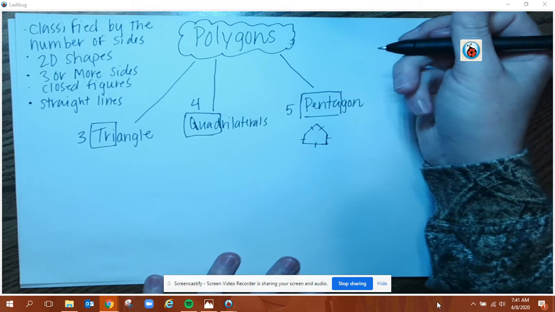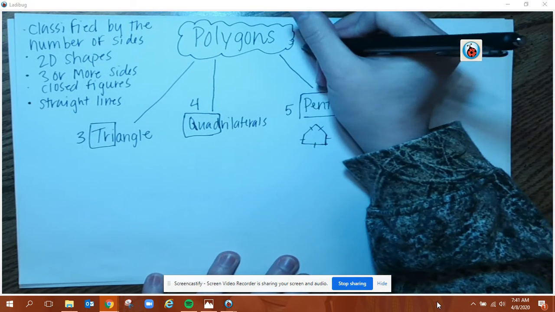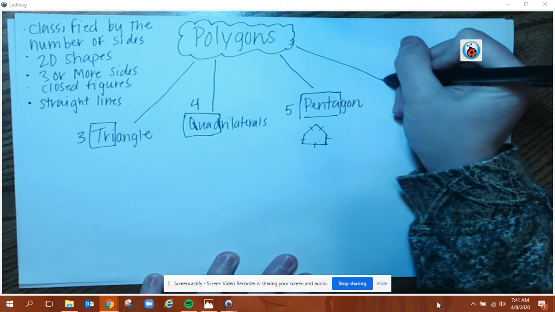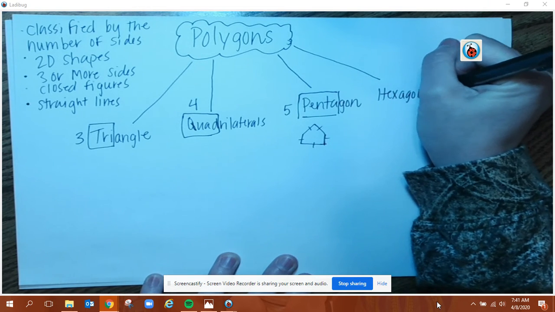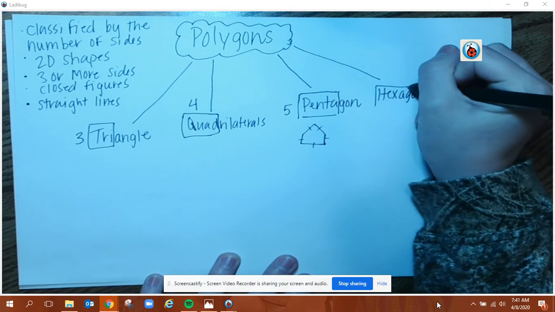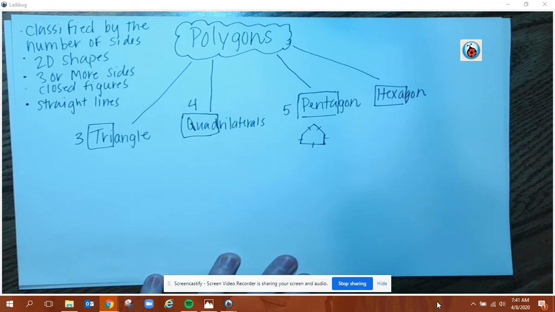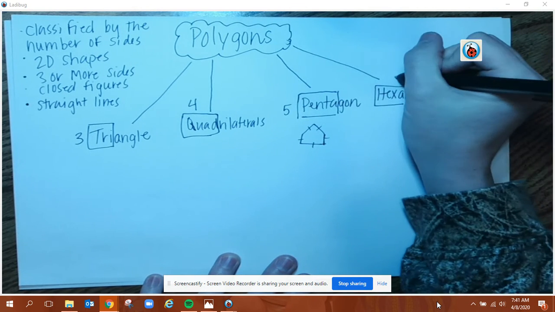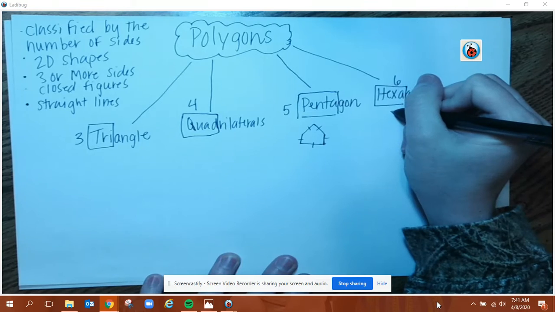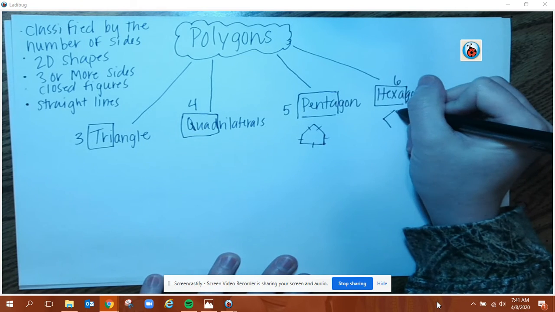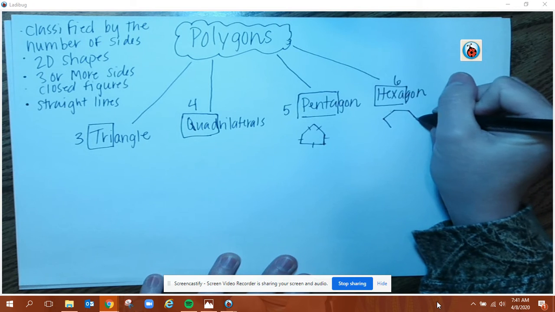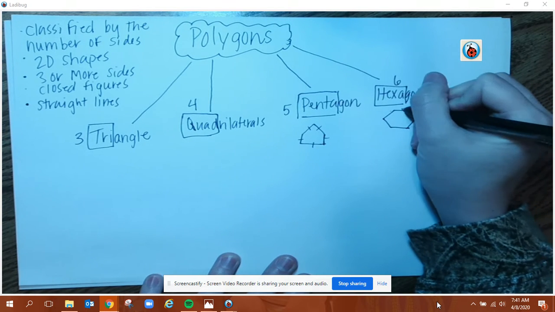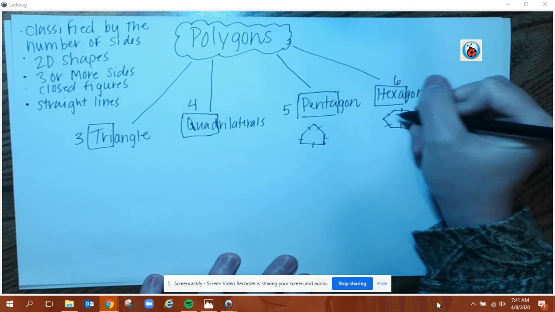Our next subset of polygons that we could talk about is a 6-sided shape that we call a hexagon. And again, if you look at your prefix, hexa tells you that it's going to have 6 sides. So anytime you have a 6-sided shape with equal sides, you're going to call that a hexagon. Okay, so 1, 2, 3, 4, 5, 6.